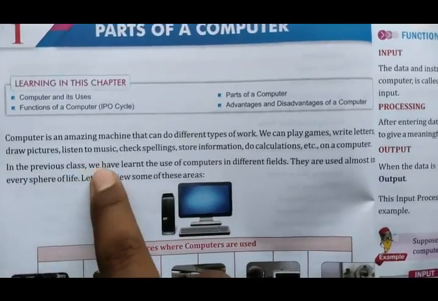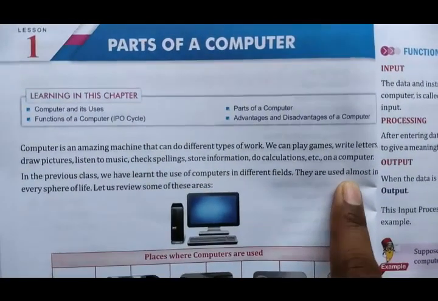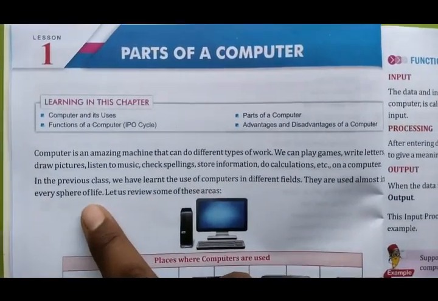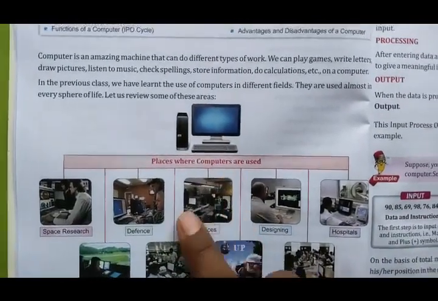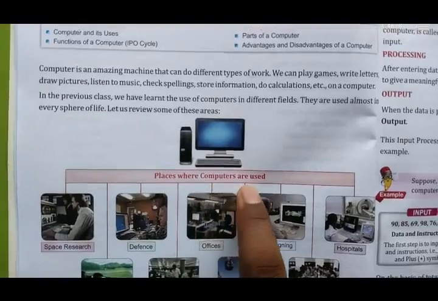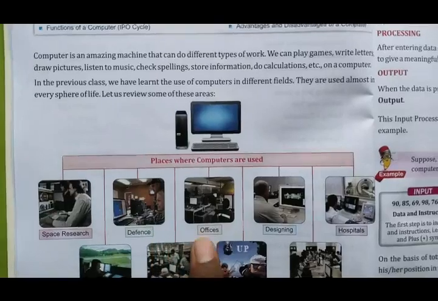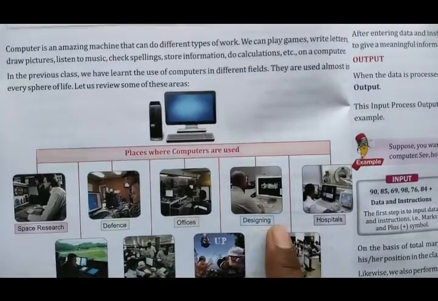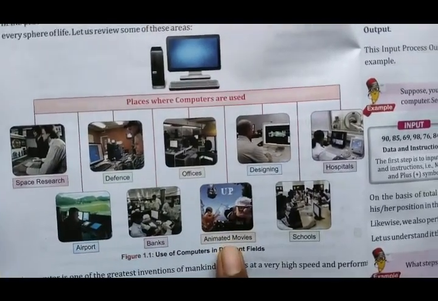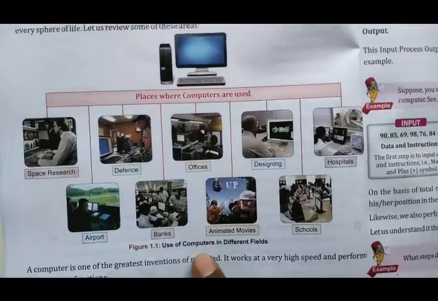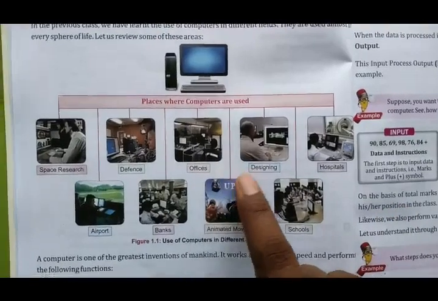Next, in the previous class, we learned the use of computers in different fields, that they are used almost in every sphere of life. Let us review some of these areas. Here, as you can see in the pictures, places where computers are used: space research, defense, office, designing, hospitals, airport, banks, animated videos, schools. So, these are uses of computers in different fields. You have to remember all these things, where we can use the computers.